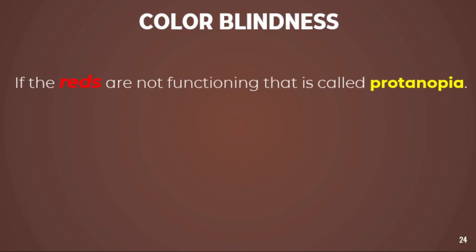Who are these people that experience color blindness? Now, remember the cones, they're the ones responsible for our colors. The rods are for black and white. Now, if the red cones are not functioning, this kind of color blindness is called protanopia. And later I'll show you what people see if they're experiencing protanopia.